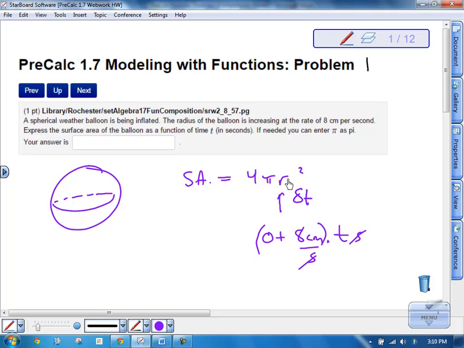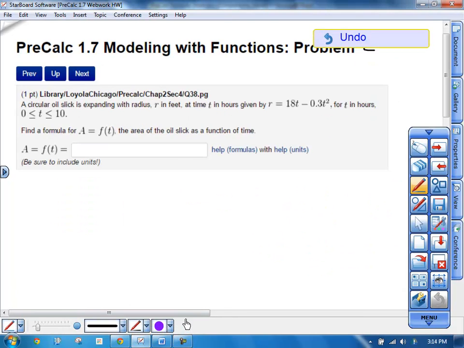So I'm going to enter in 8t for r, and I get 4 pi times 8t squared. Now I'm going to use pi when I go to enter that into the computer, but that's what they're looking for. Okay, the next problem then says a circular oil slick is expanding, radius r in feet and time t in hours, given by this formula right here, from 0 to 10 hours.